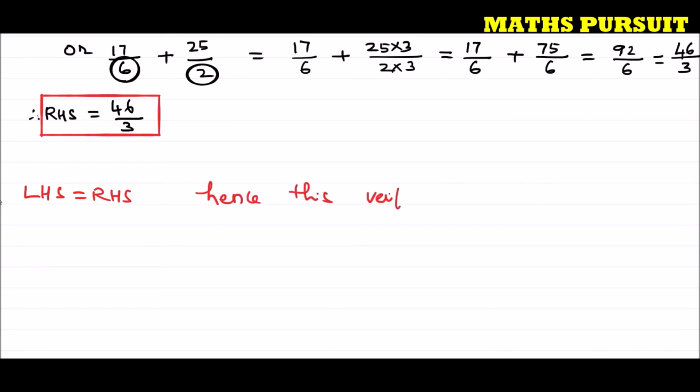Hope guys you understood this. This is very simple and very straightforward. We just need to solve the equation and we need to verify our answer.